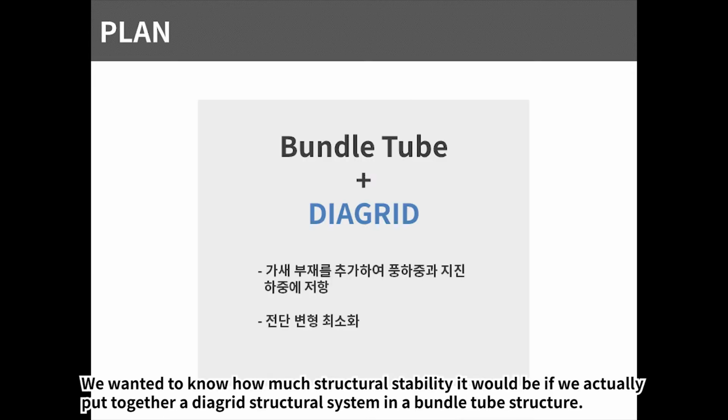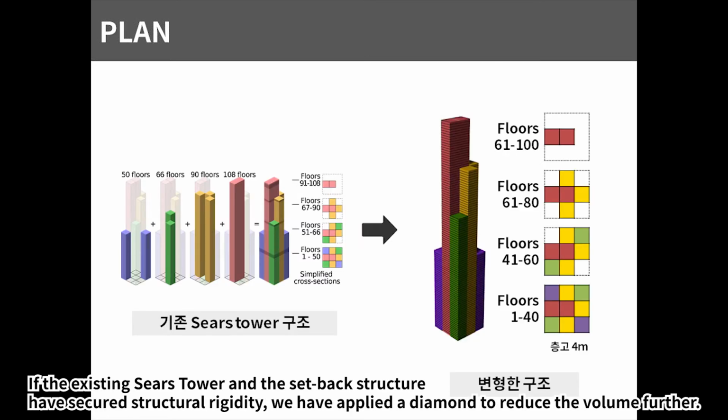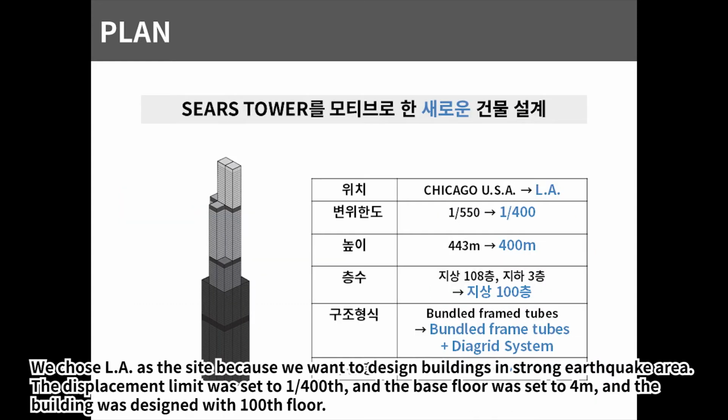We wanted to know how much structural stability it would be if we actually put together a DIAGRID structural system in a bundle tube structure. If the existing Sears Tower and the setback structure have secured structural rigidity, we have applied a diamond to reduce the volume further. We chose LA as the site because we want to design buildings in a strong earthquake area. The displacement limit was set to 1/400th, the base floor was set to 4 m, and the building was designed with 100 floors.